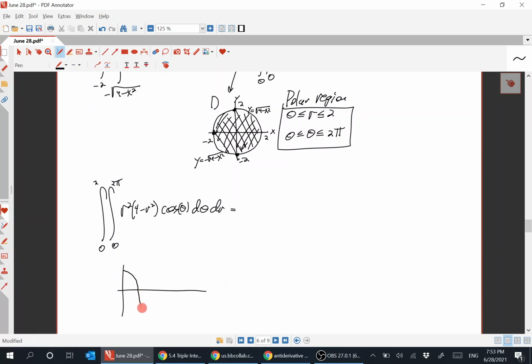Are you there? What's this integral? Seriously, what's the integral of cosine from 0 to 2 pi? Look at the area of this thing. What is it? It would just be 0.